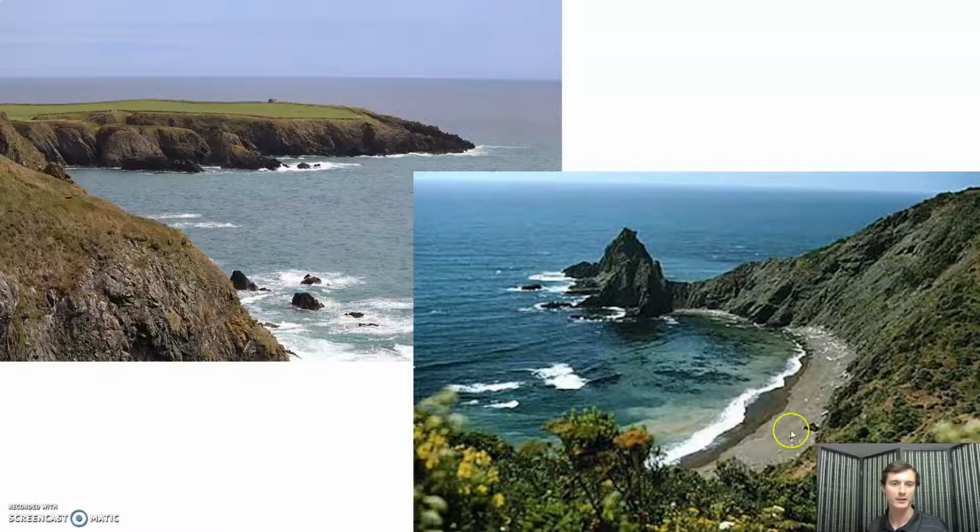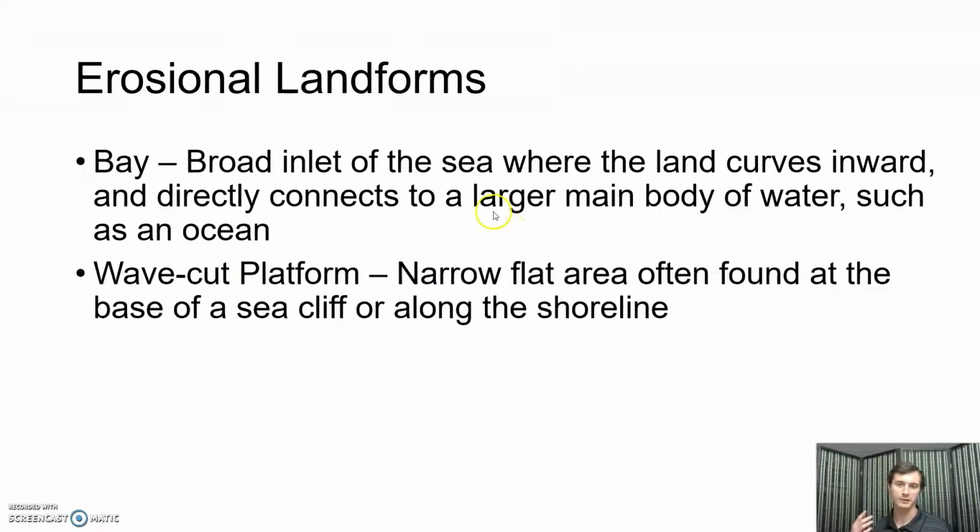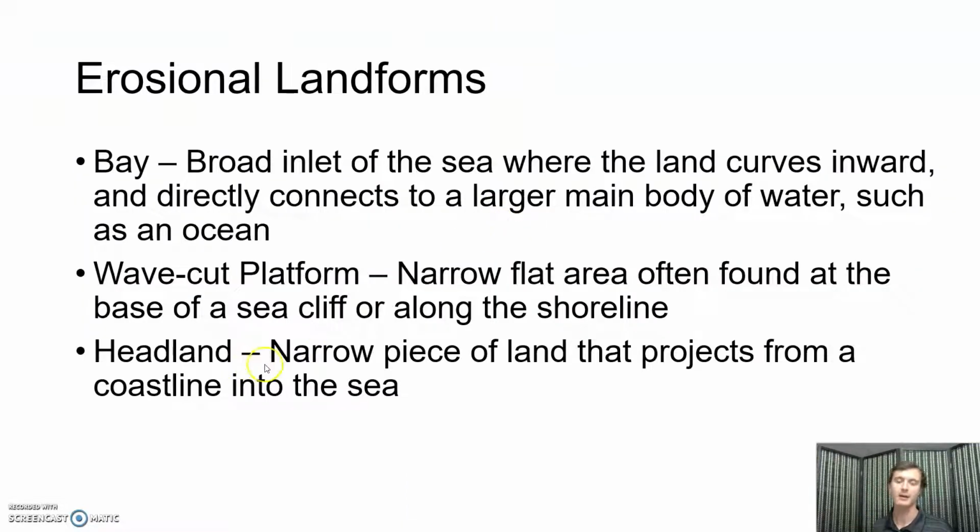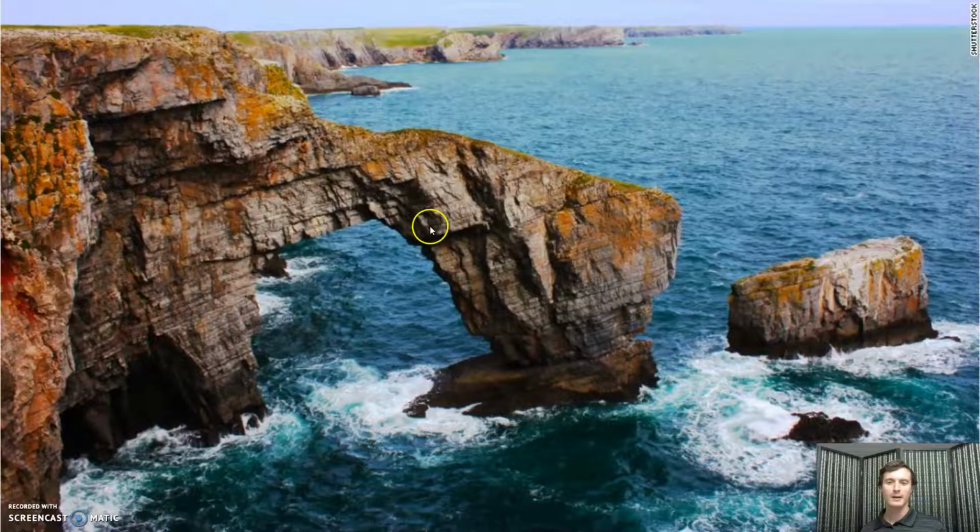Here we have something that looks like maybe a beach and a bay over here, but really we're looking for this feature like we see in the other one. Something that's sort of jutting out into the sea. Well, these are going to be sites of preferential erosion. They're called headlands. We have a narrow piece of land that projects from the coastline into the sea.